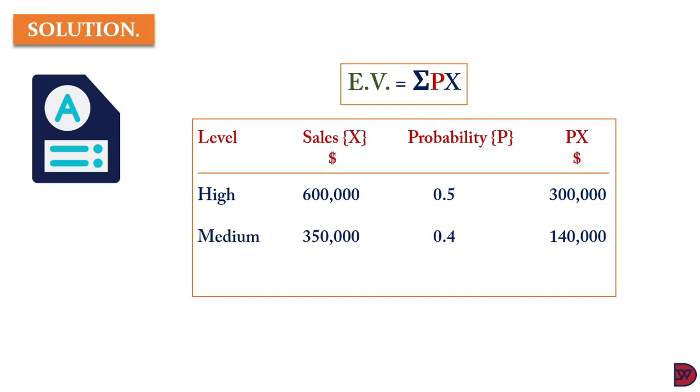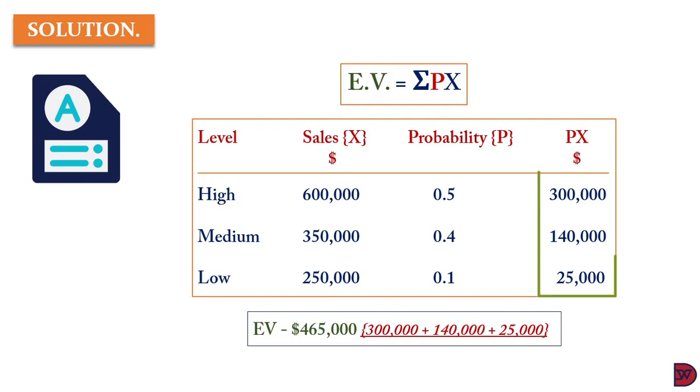For medium, sales was $350,000. The probability was 0.4, which will give a product of $140,000. That is 350,000 times the 0.4. Then a low is $250,000 multiplied by its probability of 0.1, which will give the product of $25,000.